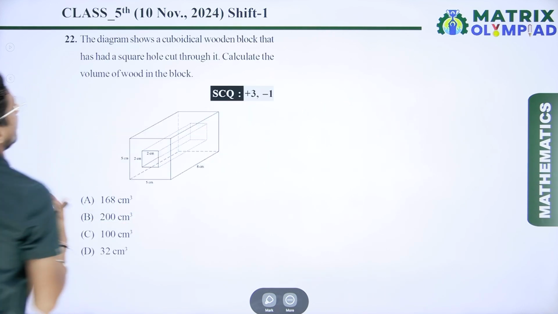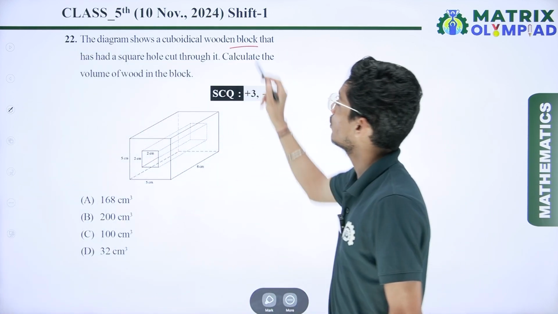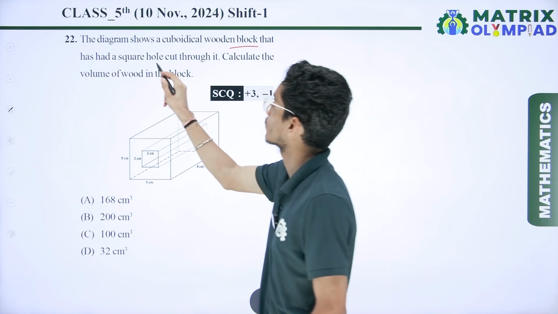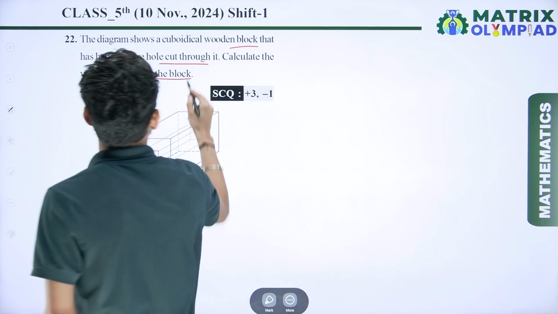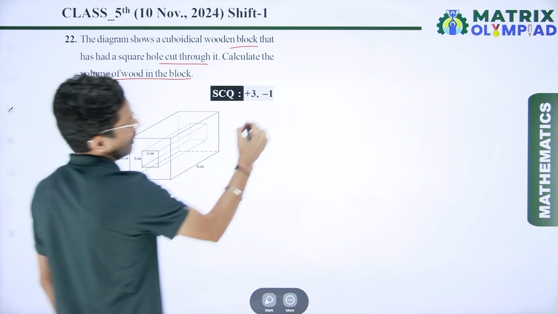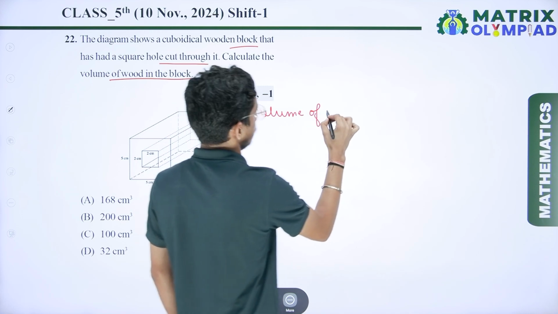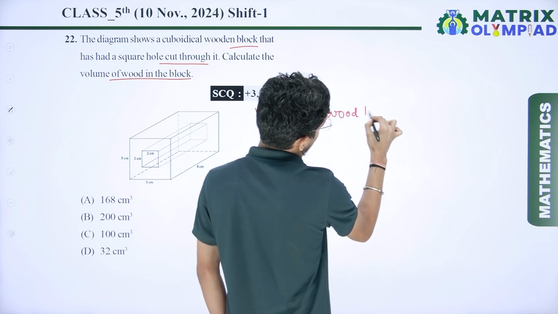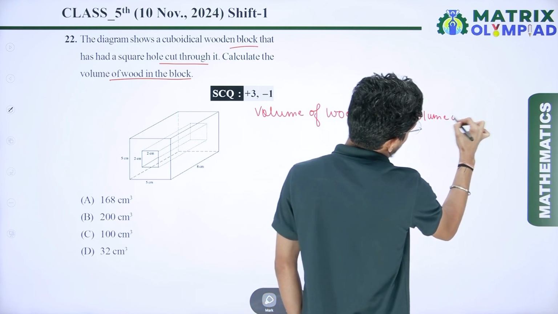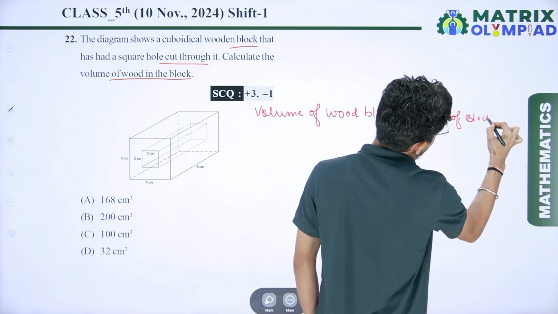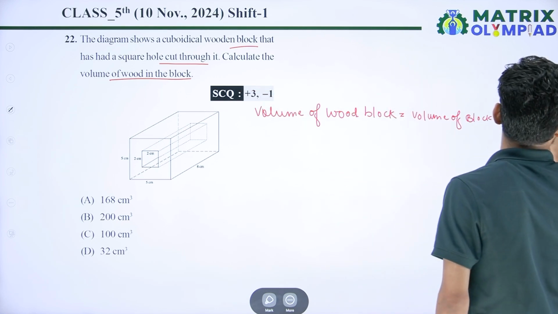Now the next question: the diagram shows a cubical wooden block that has a square hole cut through it. Calculate the volume of the wood in the block. So we have to find the volume of the wood block, that is the volume of the block minus the volume of the square hole.